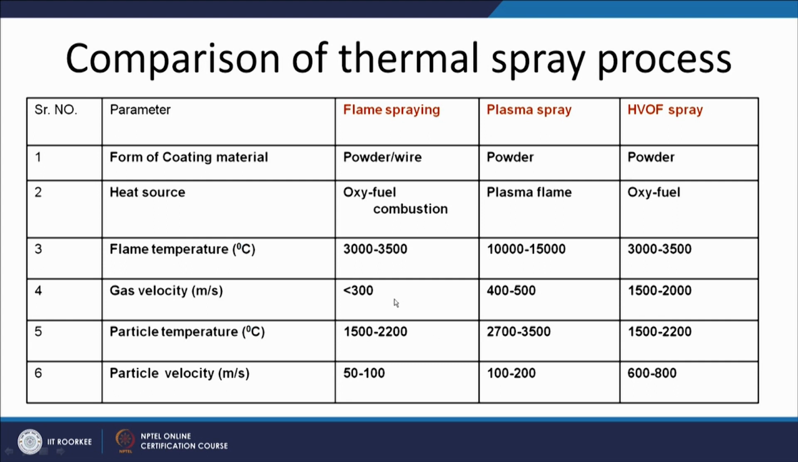With respect to the particle velocity, it is very low, less than 300, 400 to 500 for plasma spray, while the gas velocity is over 1500 to 2000. Particle velocities are very low. Particle temperatures are like 1500 to 2000 degrees centigrade, 2200 degrees centigrade, 2700 to 3500 degrees centigrade for plasma spray, and 1500 to 2200 degrees centigrade in case of the HVOF process.